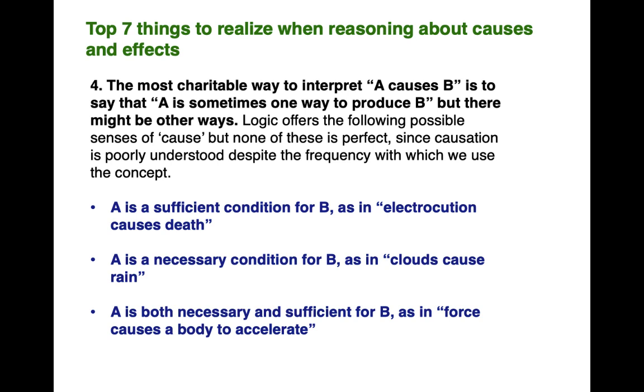Hanging, poisoning, firing squad is another. A is a necessary condition for B, as in clouds cause rain. You just can't have rain without clouds. A is both necessary and sufficient for B, as in force causes a body to accelerate. No acceleration unless you've got a force, and a force is all you need to cause acceleration to occur.